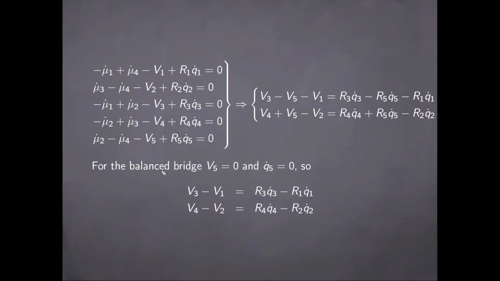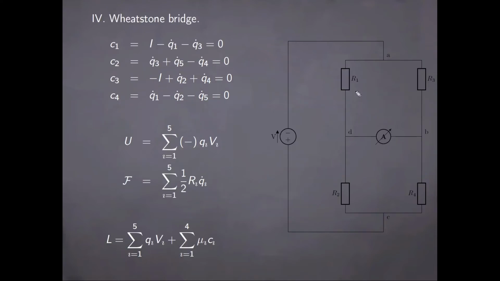And now if we consider that the bridge is balanced, so for example, let's say that this resistance, R4, is unknown, but we know R1 and R3, then we can adjust R2 such that the voltage across the bridge vanishes.